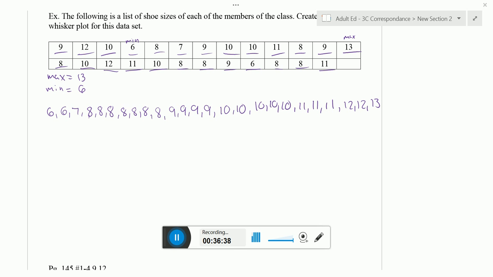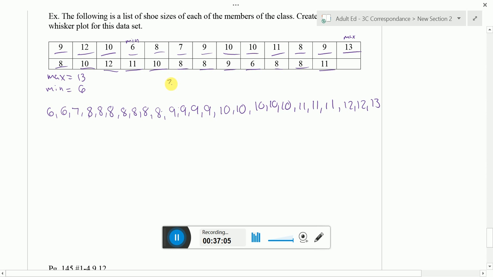Alright, so once we've written the numbers out from smallest to biggest, again you should always double check. There are 5 numbers in the first row, and 5 numbers in each of the other rows, so 25 numbers. Everything checks out. We're going to count the data.